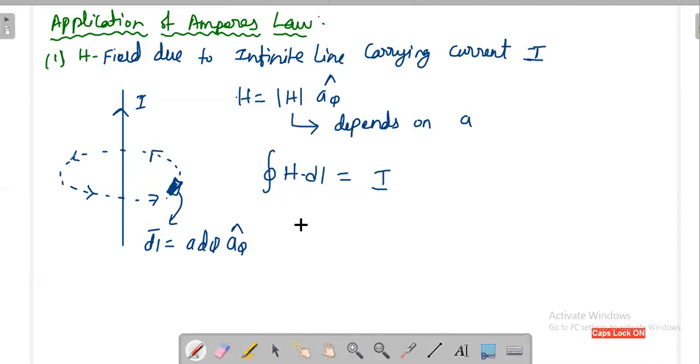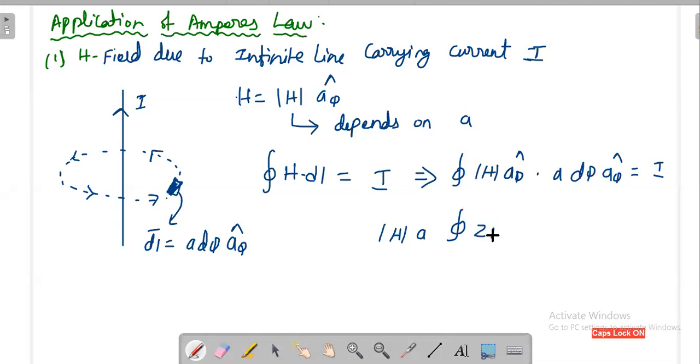If you substitute here, the integral of H is mod H a phi cap, and dl is a d phi a phi cap. The dot product of a phi cap and a phi cap is 1, and then the integral of d phi. If mod H depended on phi, you could not take it outside, but mod H depends only on a. It is independent of phi, so mod H you can take outside, and a also you can take outside.